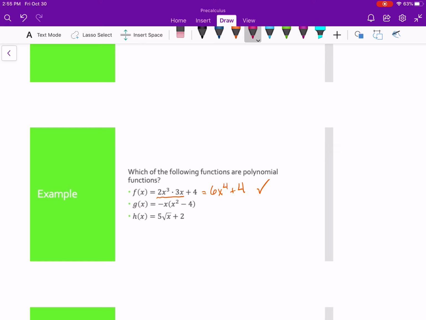Looking at the next one, I can simplify by distributing in. So I have negative x cubed plus 4x. Once again, no radicals, no variables in the denominator. This exponent of 3 and this hidden exponent of 1 are positive integers, so this one works. And last one, 5 times the square root of x plus 2 is automatically a no, because we do not like that radical.